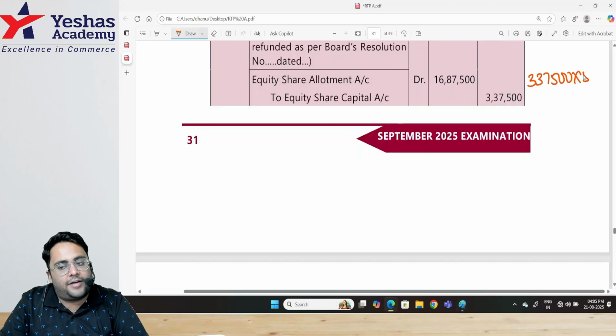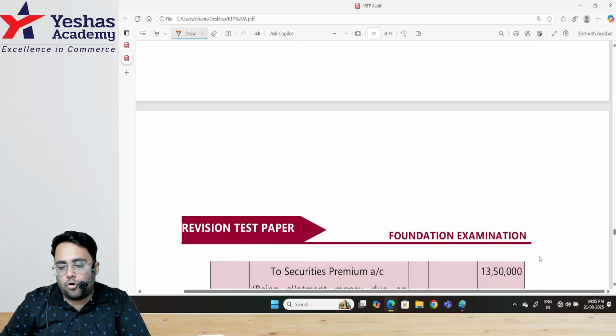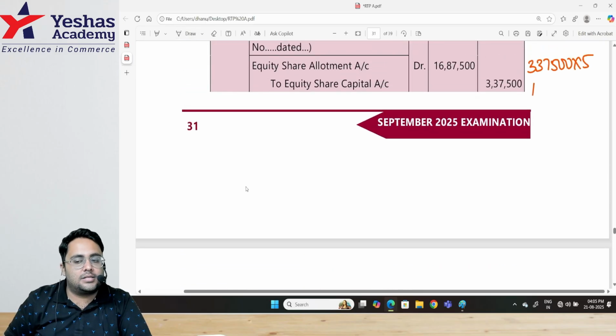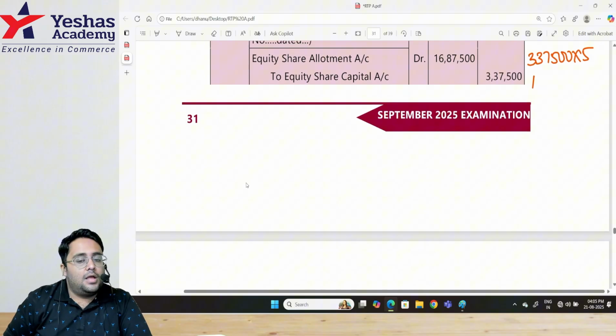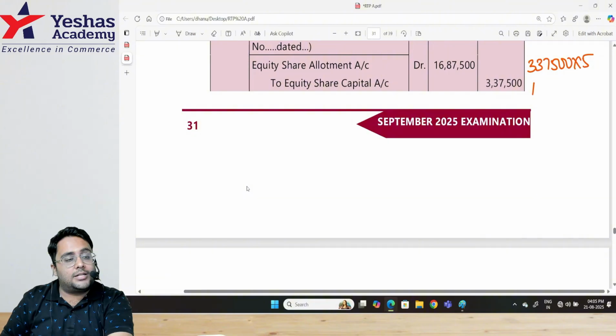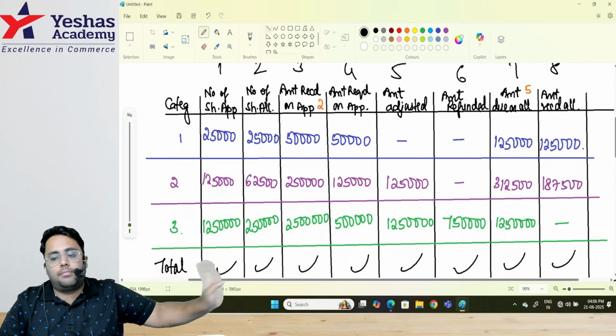3,37,500 into 5. Out of that, 1 rupee goes to your capital and 4 rupees goes to your securities premium. Is that clear, everyone? Is it 3,37,500? Yeah, correct. Then when you receive allotment money, bank to share allotment, how much? The last column here, how much is received? Column number 8.